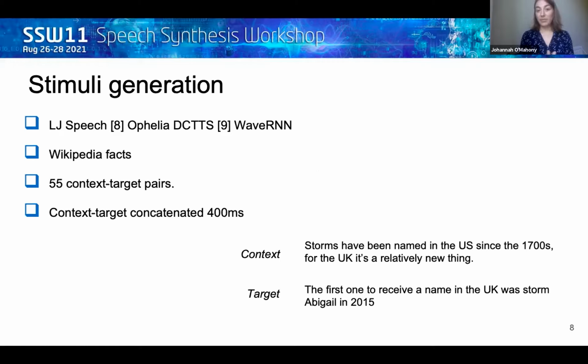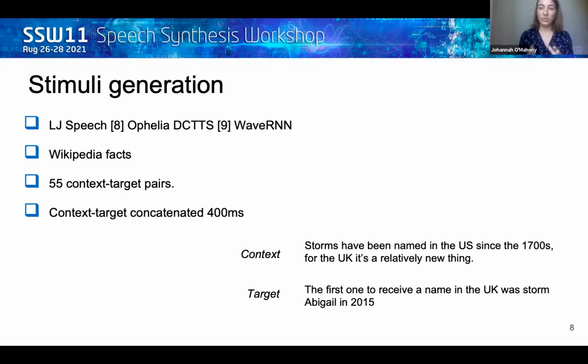So for all of the experiments presented today, we used LJ Speech, and we used DCTTS, an Edinburgh implementation of DCTTS called Ophelia, and everything was vocoded with WaveRNN. In order to have more control of our stimuli, I generated context target pairs from Wikipedia facts.